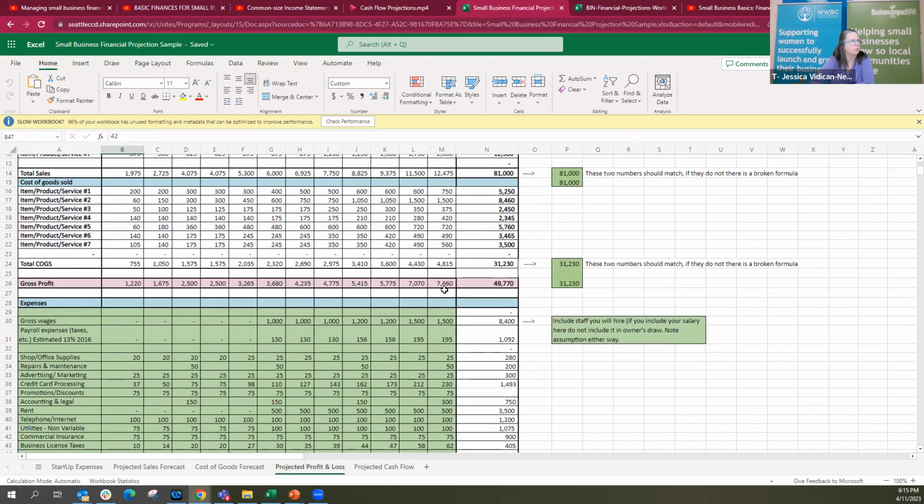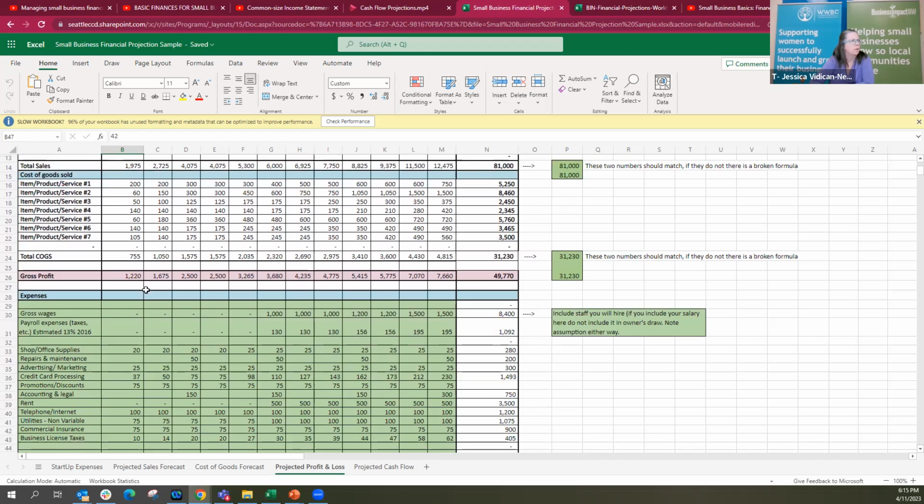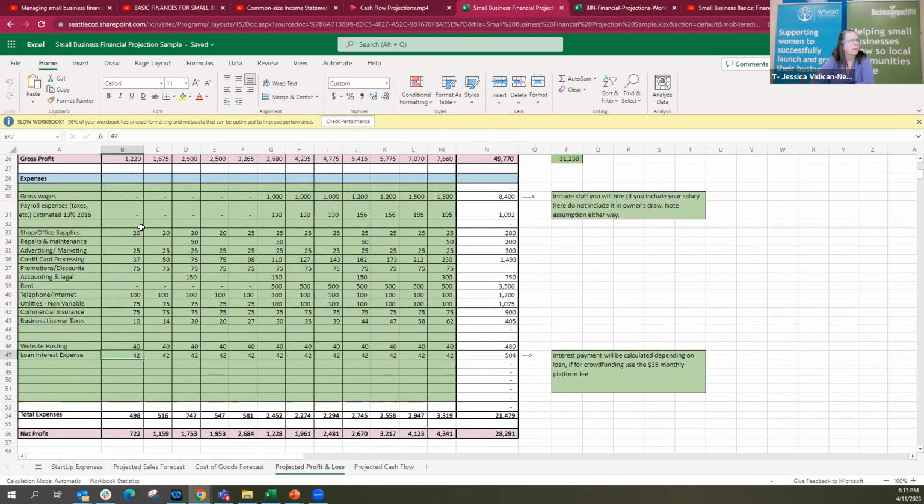And so this shows you how much you're making each month from those items. And then you get down into here, and these are your expenses, your fixed and variable expenses. You have your gross wages. It looks like the owner was probably working for free for a few months in this example, and then they were able to hire someone to help them. And then they have those payroll expenses that go alongside of that.